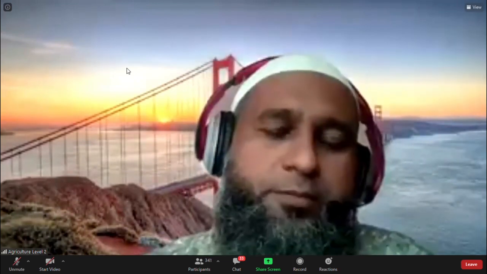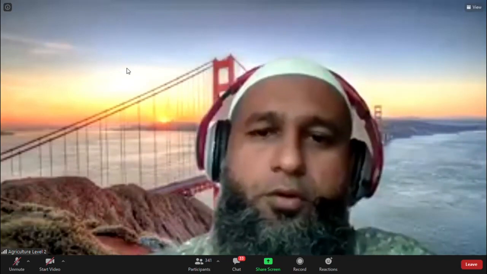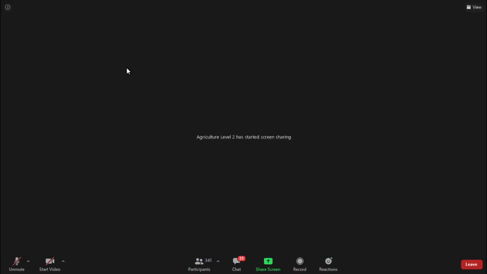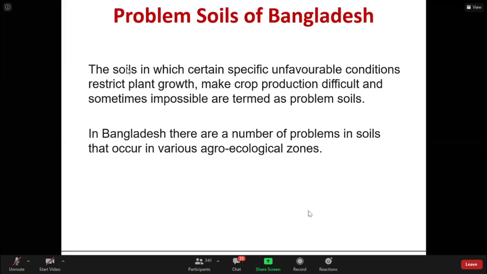So to start with, problem soils of Bangladesh. As I said, it is just dealing with the soils that have many problems, and these problems are restricting our crop production. So these are soils with certain specific problems, unfavorable conditions. Unfavorable for what? Unfavorable for crop production, crop growth. And due to those unfavorable conditions, our crop production becomes difficult.